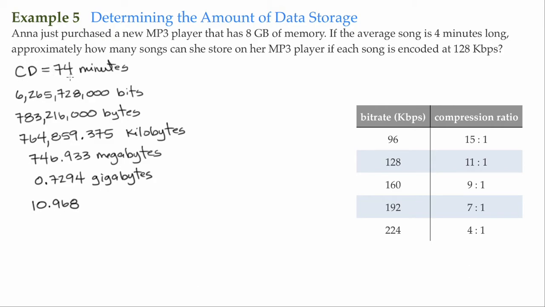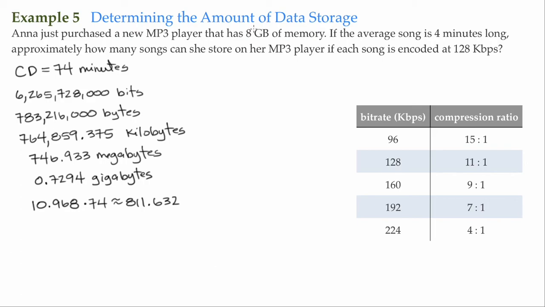Well, if there's 74 minutes on a CD, then all I have to do is multiply this by 74. And that gives me approximately 811.632 minutes of CD quality music on Anna's MP3 player. So she can get 811, or close to 812 minutes of CD quality music on her MP3 player.